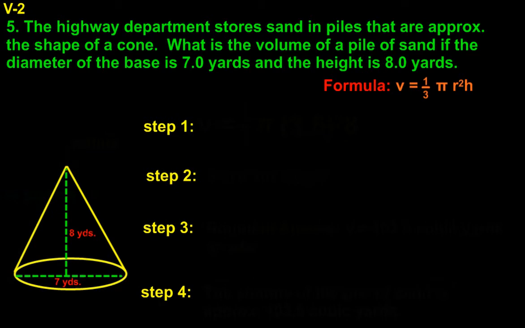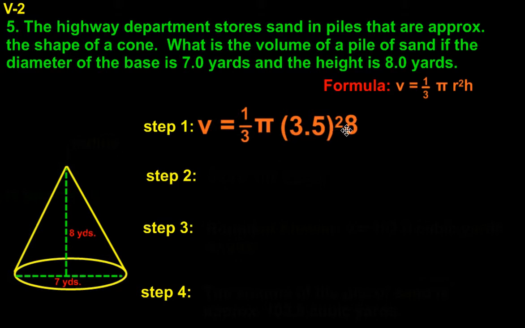Question number 5, it says the highway department stores sand in piles that are approximately the shape of a cone. What is the volume of a pile of sand if the diameter of the base is 7 yards and the height is 8 yards? I made a quick sketch of that, showing the height 8 yards, and in this case it said the diameter of the base was 7 yards, which means we need half of that for our radius. So our radius is going to be 3.5 yards, our height's going to be 8 yards, and we can plug those things into the formula, and so that's going to get us V equals 1/3 pi times 3.5 to the second power times 8.